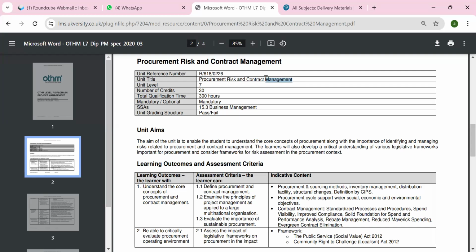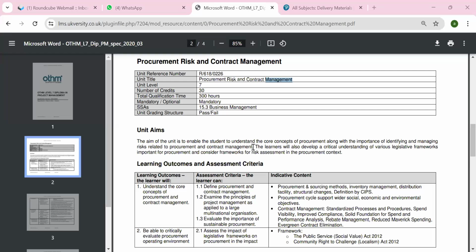So what is management? Management is a task, management is a discipline, and the functions of management are planning, controlling, organizing, and implementation. So we'll go through these. The aim of this unit is to enable students to understand the core concepts of procurement, along with the importance of identifying and managing the risk related to procurement and contract management.